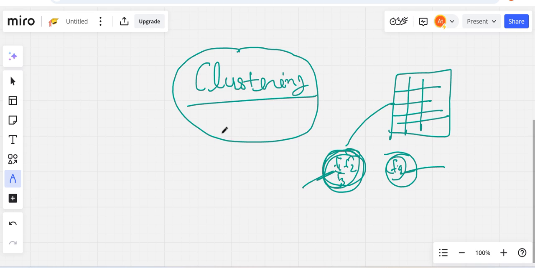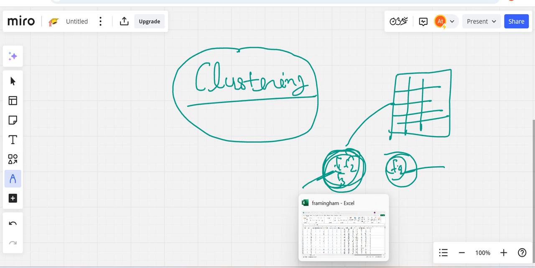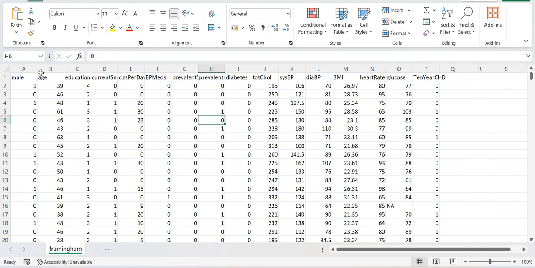So what is clustering? Clustering is just an unsupervised algorithm. Using that technique, we try to make subsets of the data. Let me show you. Suppose here you can see there are lots of data. You want to analyze this data, but not as a whole. You want to make three subsets of the data, and then analyze them.